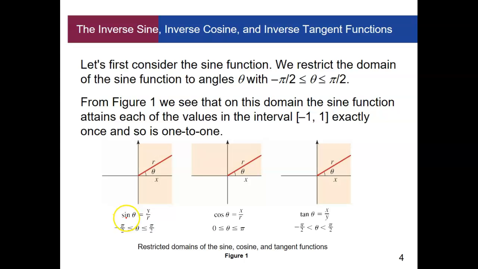If we're talking about sine, we have to restrict it to be in between negative pi over 2 and positive pi over 2, which is still going to be the fourth and first quadrants here. For cosine, we're going to restrict it to be in between 0 and pi, so the first and second quadrants. And then for tangent, we're going to restrict it to be in between negative pi over 2 and positive pi over 2. One difference here with sine and tangent is, if you notice, these have the equals. This one does not, because we can't do the tangent at negative pi over 2 or positive pi over 2. It's undefined at those values.